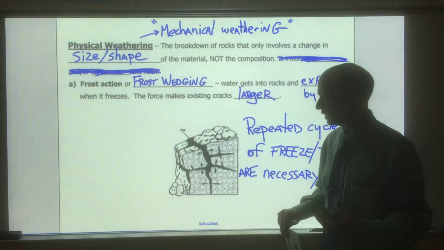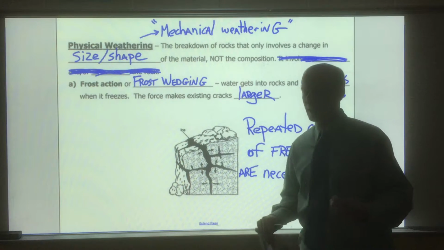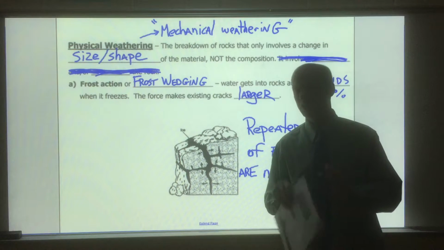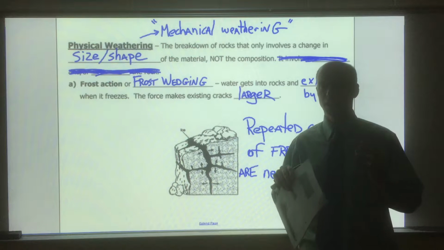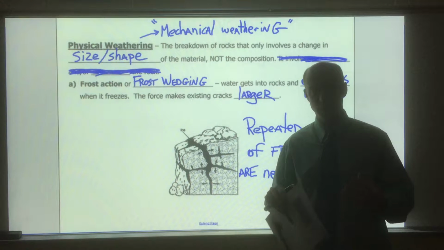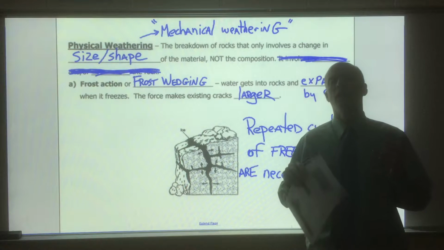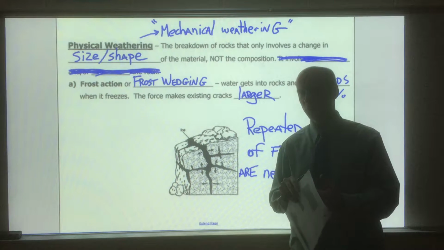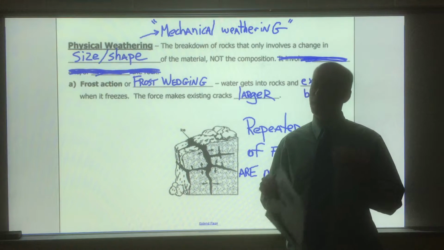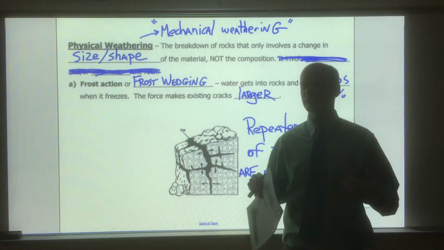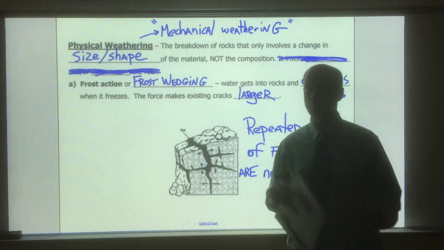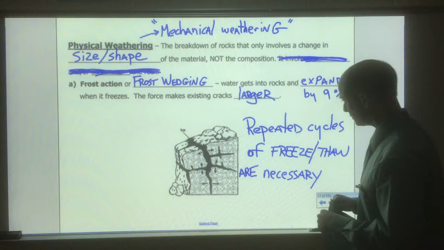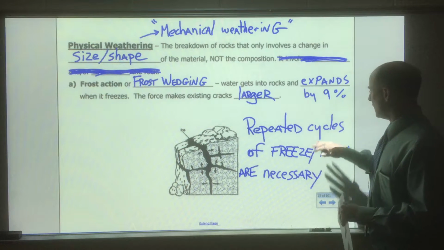The first one we're going to focus on here is frost action or frost wedging. It happens when water gets into a rock, or think of it as a crack of a rock, when it's liquid water, and then it gets cold, below freezing, 32 degrees Fahrenheit. And water is unique in that when it freezes, it will expand, about 9%. And the force of that expansion can be tremendous, and it can actually crack rocks apart, and it does crack rocks apart. So 9% is in here.